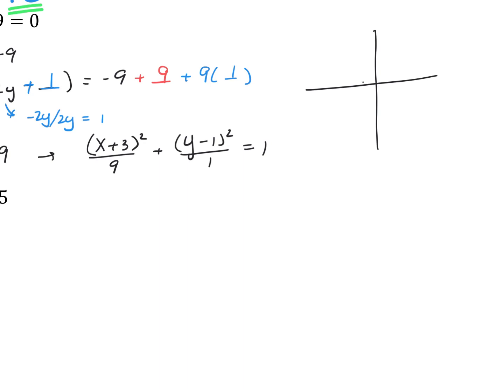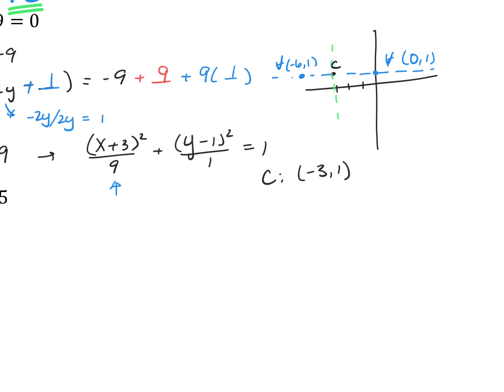My center is negative 3 and positive 1, so here's my center. The larger number is underneath the x, so my major axis is going to be along this dashed line. The center is the point negative 3, 1. From my center, I'm going to add and subtract 3 in the x direction. So if I subtract 3, my first vertex over here is going to be negative 6, 1. And then I'm going to add 3, and I get the other vertex, 0, 1.